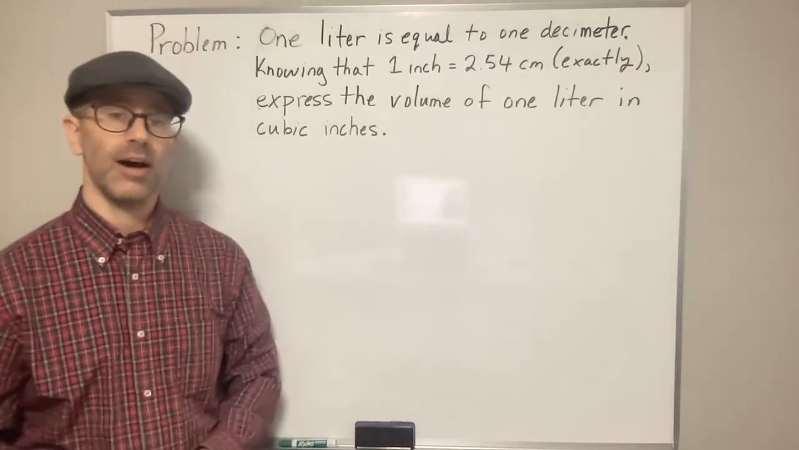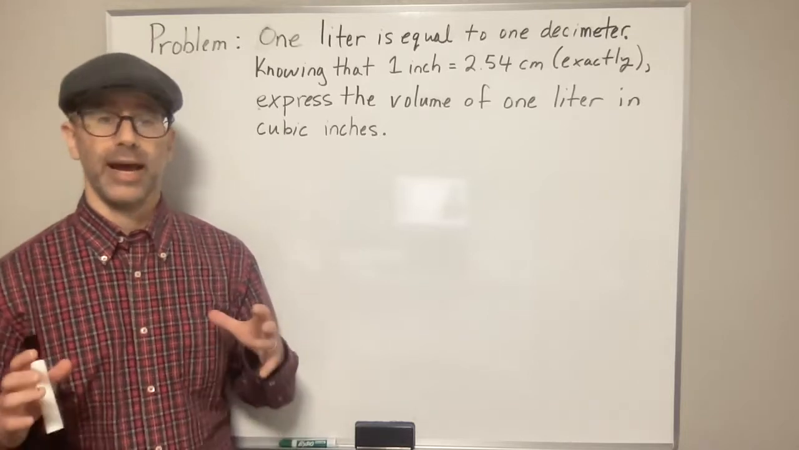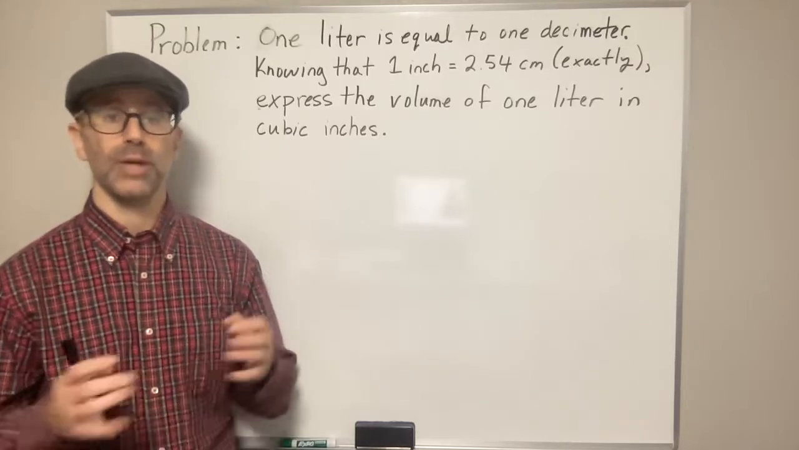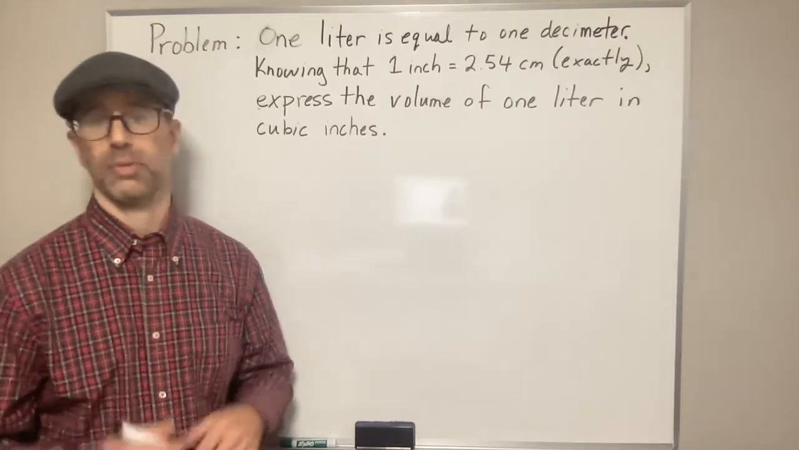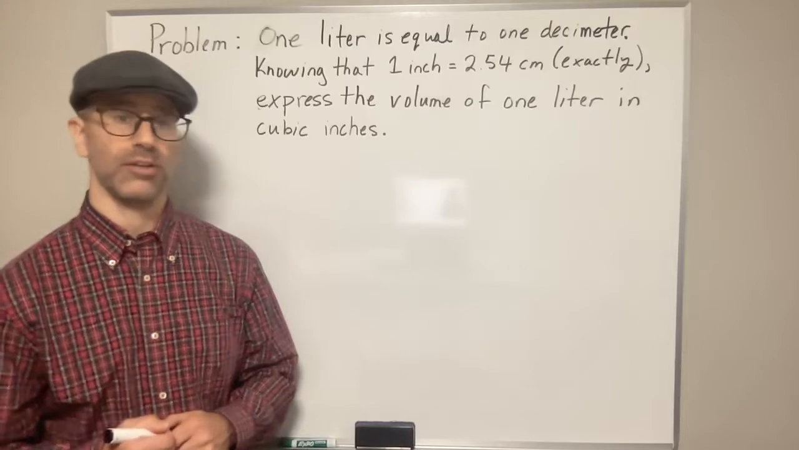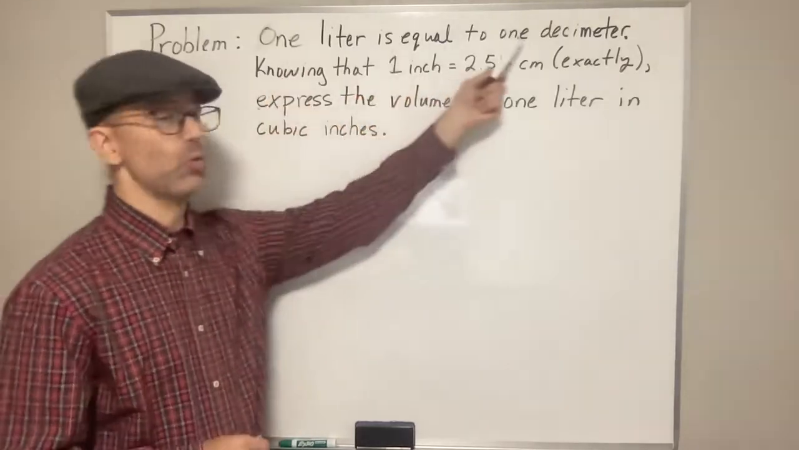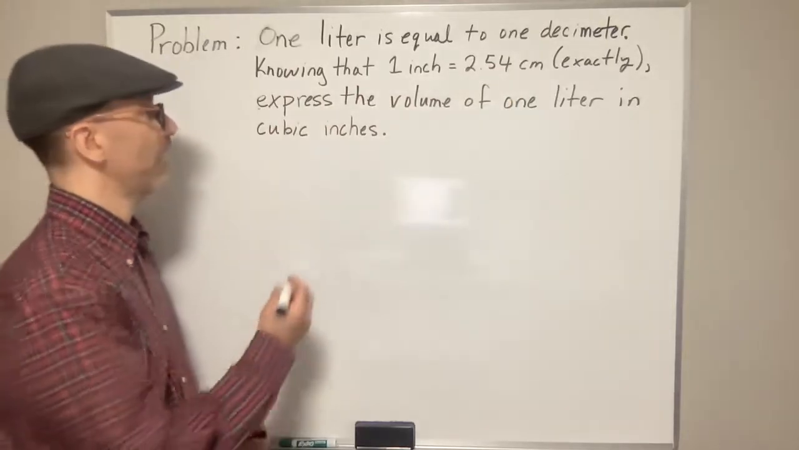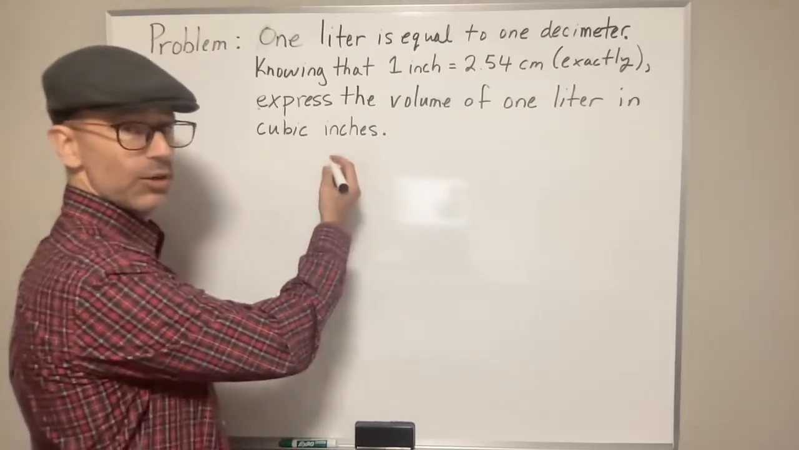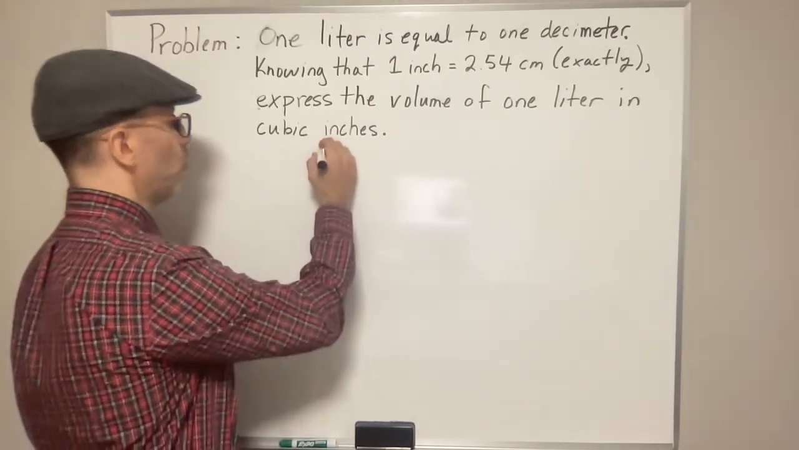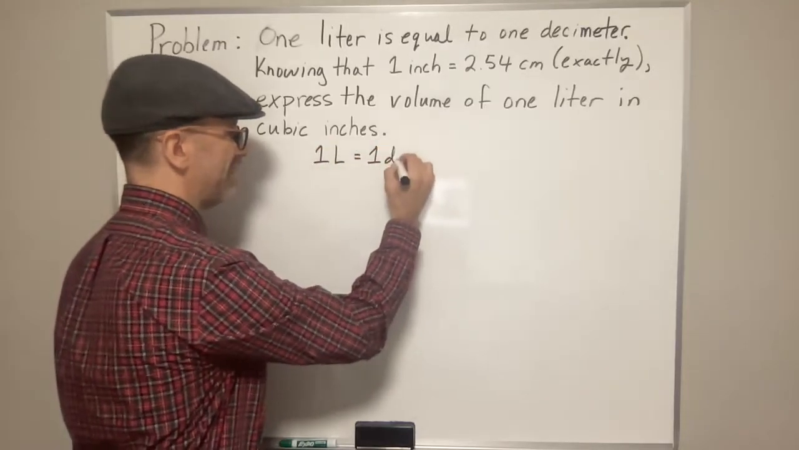The first thing I tell my students all the time is, when you're dealing with word problems, pull out the conversion factors, pull out the relationships that they give you and write them as equalities, because that's what we're going to be using as conversion factors. The first one they give us is 1 liter is equal to 1 decimeter. So let's write that as an equality that we will later use as a conversion factor. So 1 liter is equal to 1 decimeter.